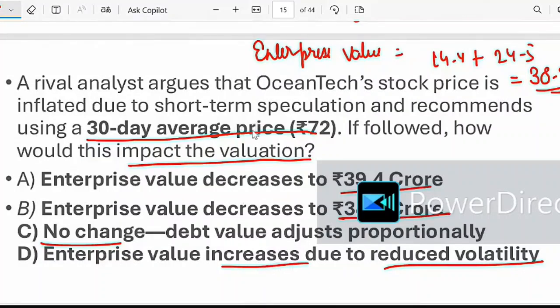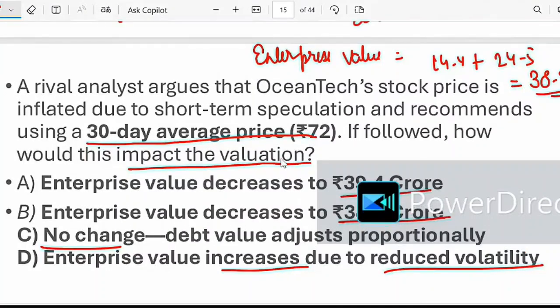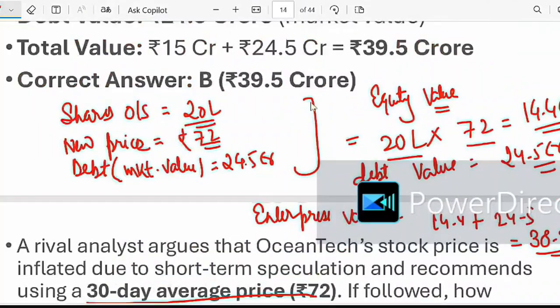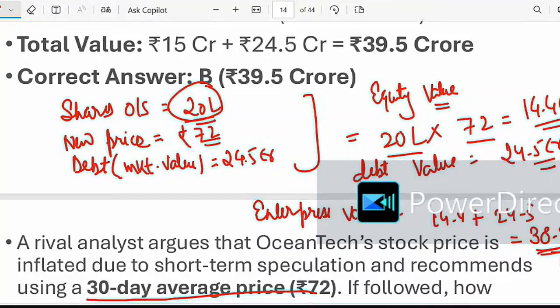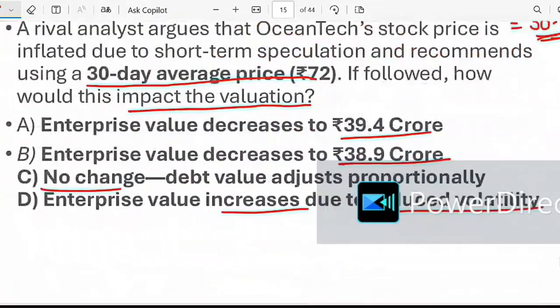See what we have done. It is a very simple thing. Share outstanding 20 lakh multiplied by the new price gives us 14.4 crore. This is the equity value. Debt value remains the same, 24.5 crore. Just add both of them to get the enterprise value, which becomes 38.9 crore. So the correct answer is option B. Enterprise value decreased to 38.9 crore.